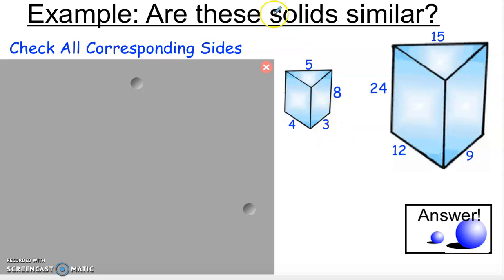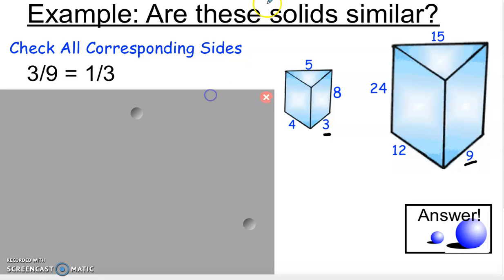So you're like, well, how do I check? On the solid on the left, I've got dimensions of 3, 4, 8, and 5. On the one on the right, I've got 9, 12, 24, and 15. And it's like, how do I compare the numbers? What I usually do is I just take the smallest ones first. So I have 3, that's the smallest number on the left, and 9 is the smallest number on the right. And I correspond them. So 3 to 9 reduces to 1 over 3.